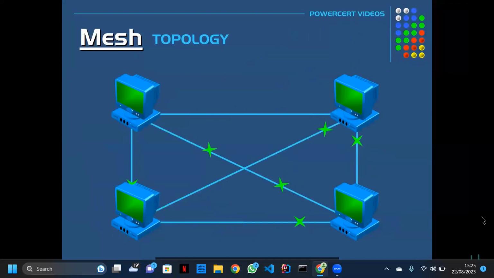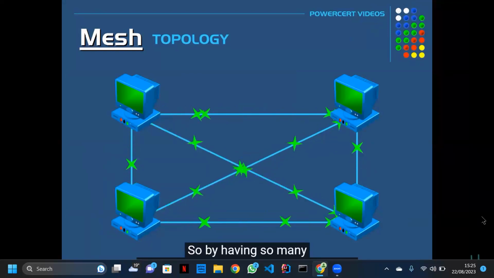And there is also the mesh topology. In a mesh topology, each computer on the network is connected to every other computer on the network. By having so many connections, it handles failure very well.